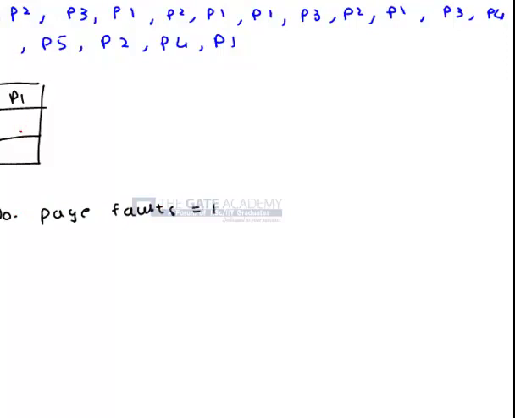Now P2, it's not there, so page fault is incremented. P3, it's not there, page fault incremented. Now P1 is there, P2 is there, P1 is there, P1 is there, P3 is there, P2 is there, P1 is there, P3 is there.